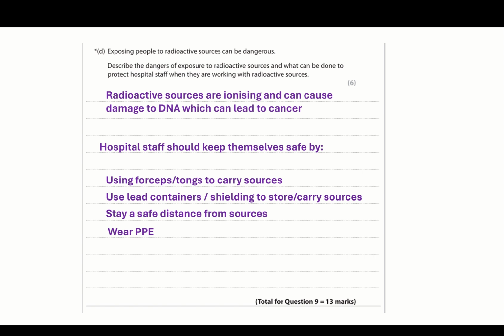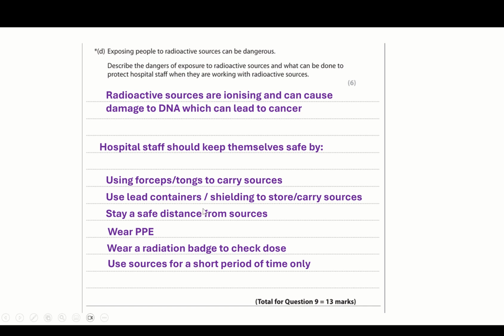Wear appropriate PPE, so that could be gloves. Wear a radiation badge to check your dose. These are little badges and they will change colour if you have too much radiation. And use the sources for a short period of time only. And I could even put in there, put the source away when you're finished with it. Don't leave it out on the surface. So there's all those sort of answers. And the mark scheme itself has even more than this in terms of some sensible answers, but I just tried to pick the most obvious ones. There you go.